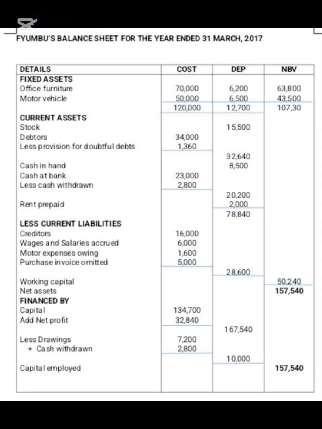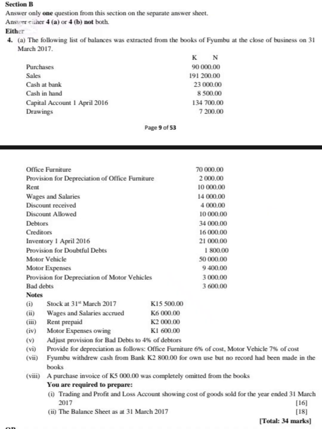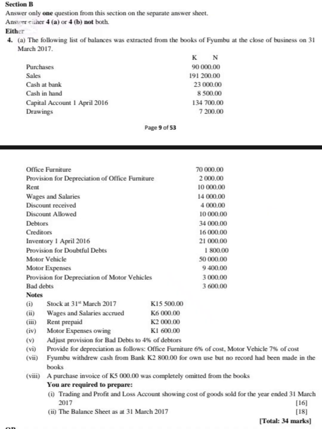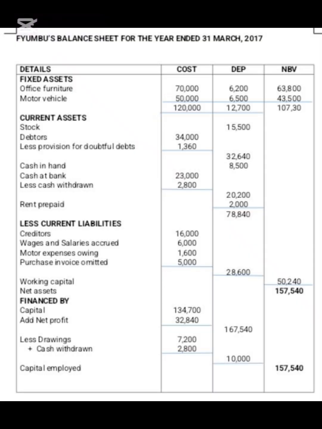Current assets. The stock, which is our closing stock, is 15,500 kwacha. Then the debtors. The debtors that we have is 34,000 kwacha. So the debtors, you need to put it in the first column, since we had an adjustment which involved debtors, and that adjustment was provision for bad debt. So provision for bad debts, now in the balance sheet we need to enter the actual amount that we calculated when we were doing the adjustments.